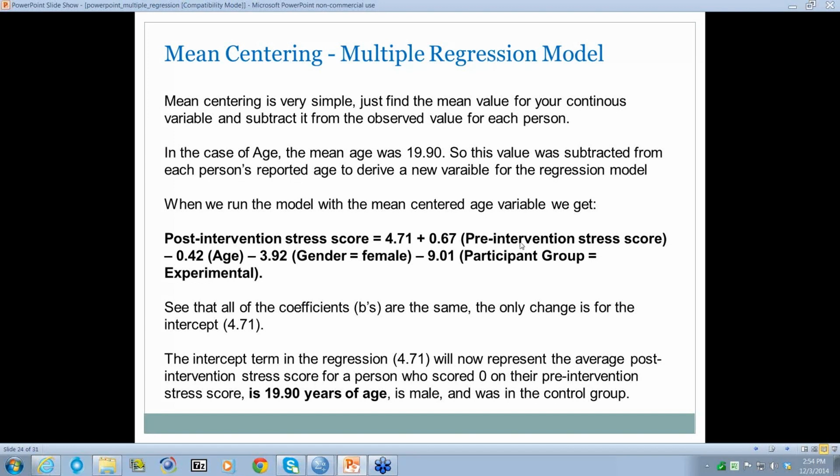So you might also want to consider doing the mean centering of that pre-intervention stress score too, because that could be a problem. So we see that all the coefficients are the same. The only change is the intercept. Okay, so in this model, the intercept term, which is your y-intercept, 4.71, now represents the average post-intervention stress score for a person who scored 0, 19 years of age, male, in the control group.